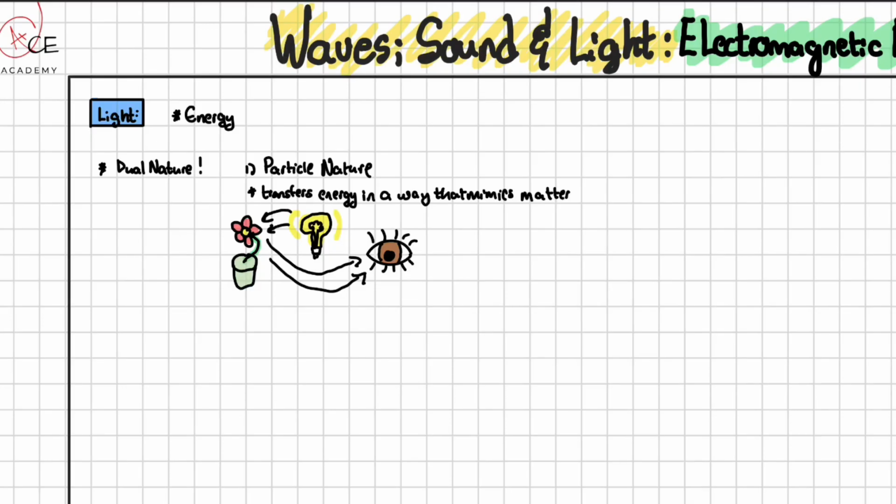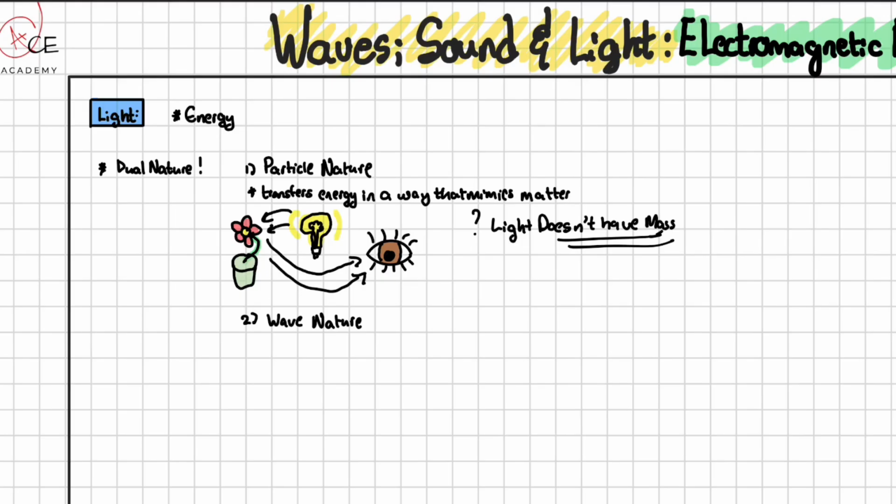This entire process is a transfer of energy, where light bounces off the object itself and my eyes detect the light that has bounced off. This is a simple explanation as to how light exhibits a particle nature. But hey, light doesn't have mass. And we know that any type of matter will always have some sort of mass. But the transfer of energy without transferring matter is a property that waves exhibit. And that's where we get the wave nature of light.